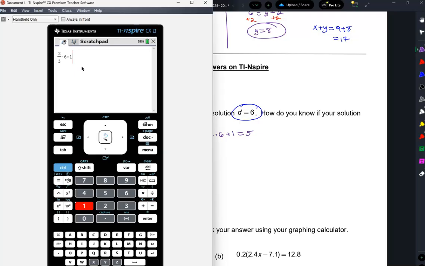Does anybody see the equal sign? To the very left of the 7, right under the blue button, control equals 5. Press enter. If you did it correctly, it should say true. Okay? Okay. So go ahead and open your calculator so you can follow along.